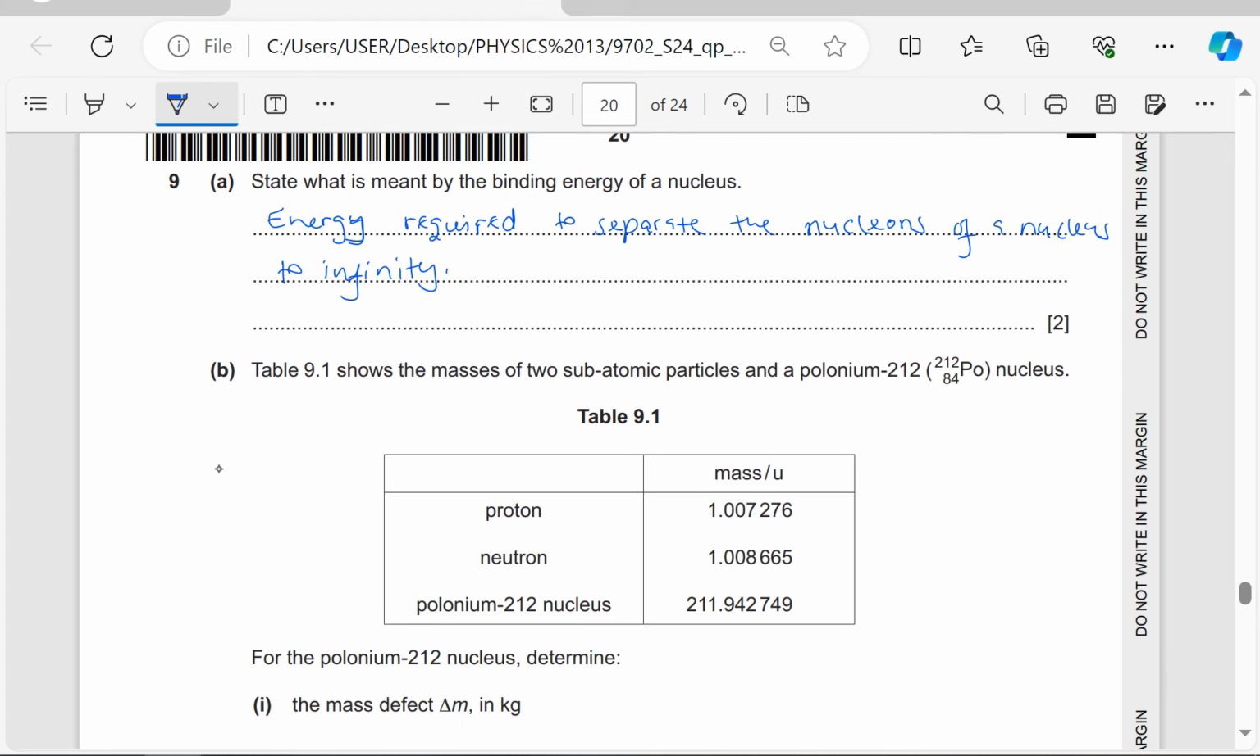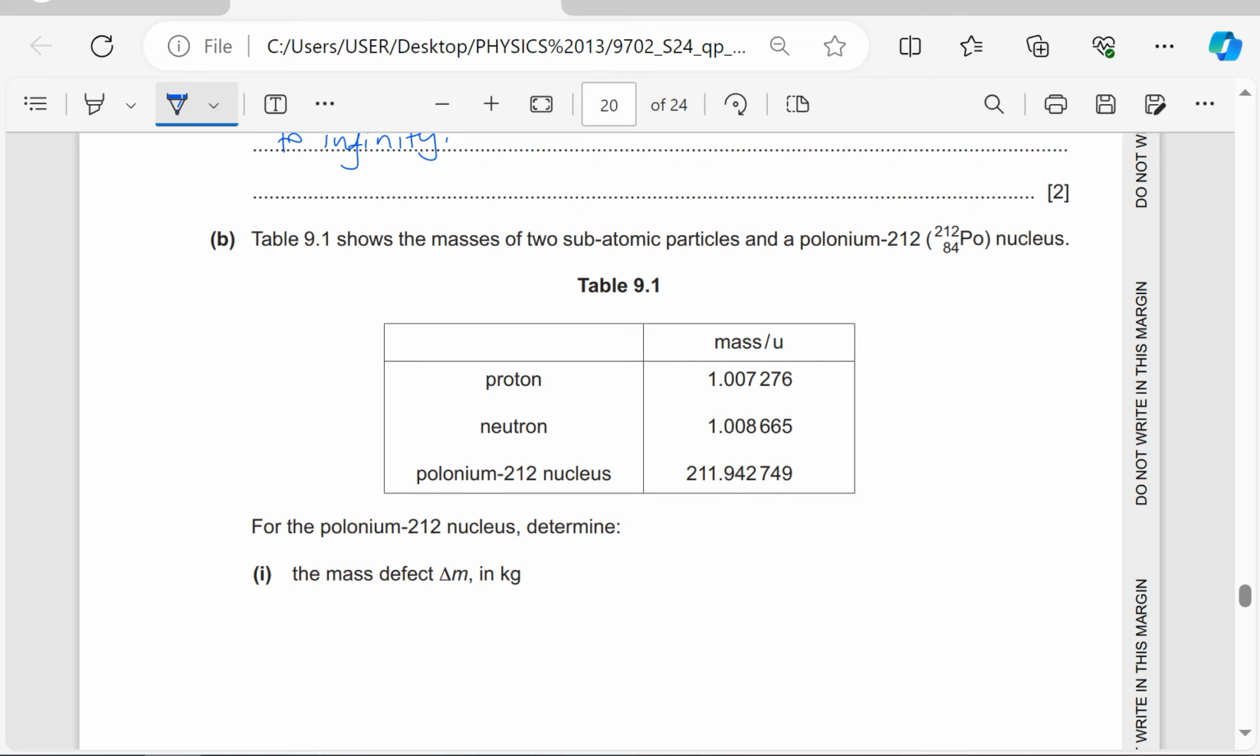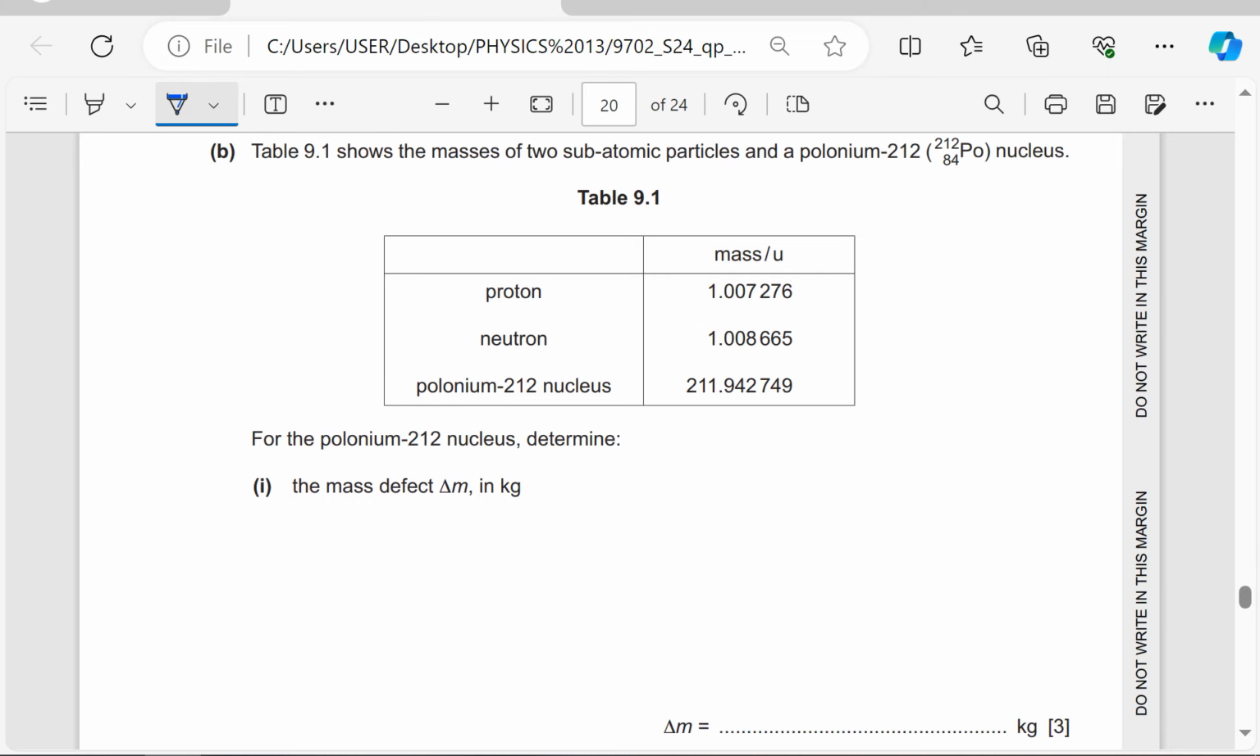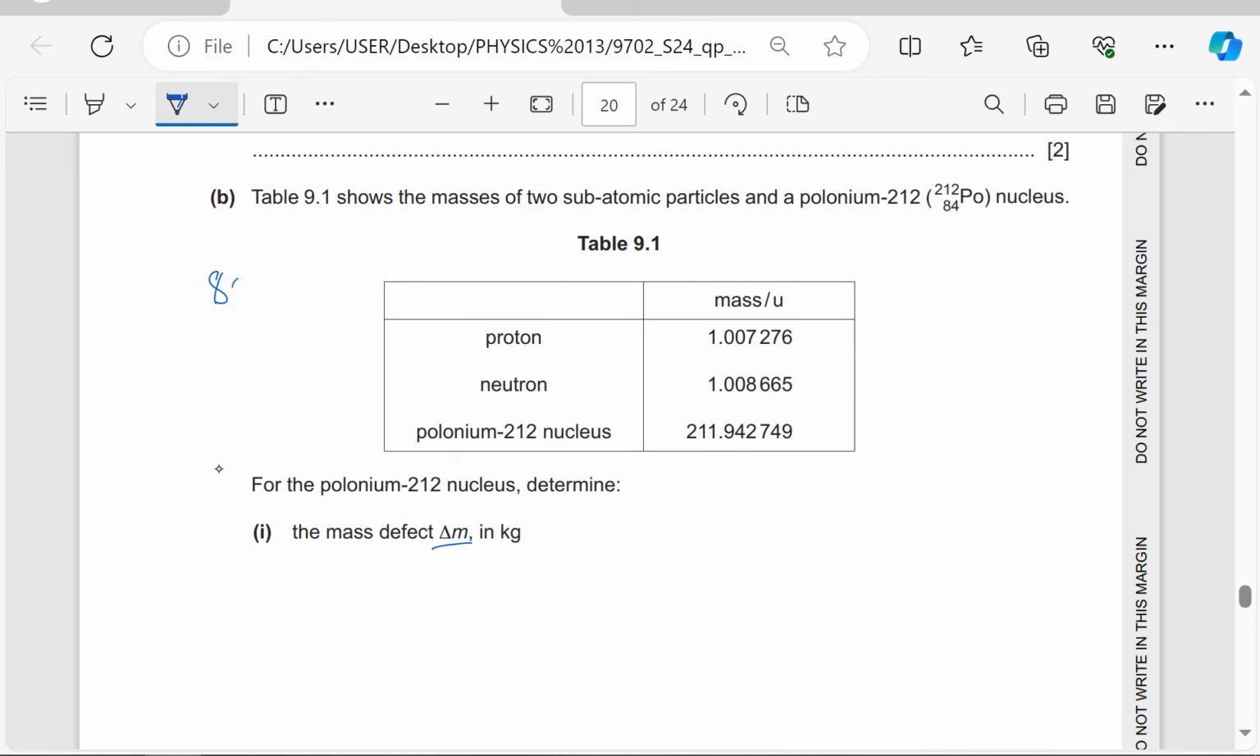The table shows the masses of two subatomic particles and the polonium nucleus. So we have the proton and neutron. For the polonium nucleus, determine the mass defect, that is the difference in mass. So polonium has how many protons? It is written, it has 84 protons, and it has 212 minus 84 neutrons.